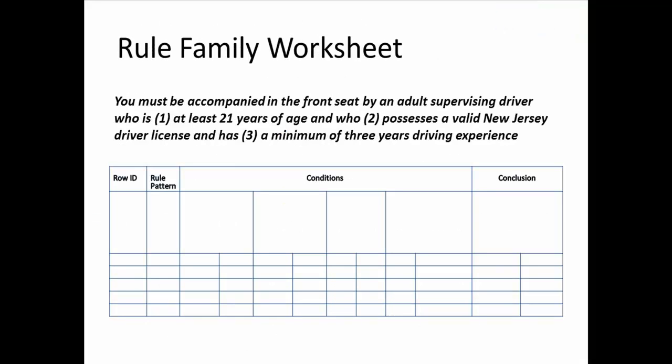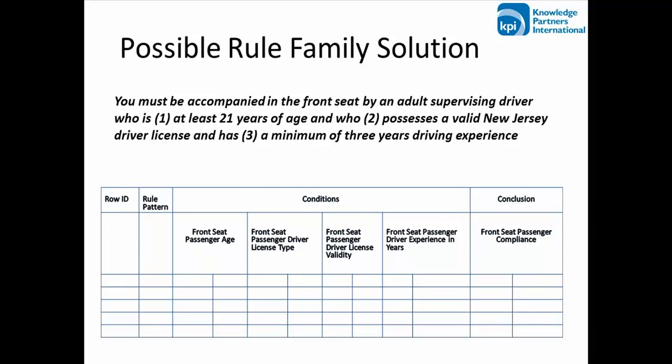So what are we going to do with that? Here's that same statement put up on the top, and at first glance it looks like we have 3 conditions. The passenger in the front seat has to have a certain age, a valid New Jersey license, and 3 years of experience. So the first thing we do is name our column headings. Our conclusion is the front seat passenger compliance, whether the front seat passenger is in compliance with this license. Then we have their age and their license type. In this case we added license type because we started asking, let's say the policeman or policewoman, can the driver in the passenger seat have a probationary license? And the answer is, oh no, they have to have a regular license, a basic license. So we had to add a column that isn't in the original statement.